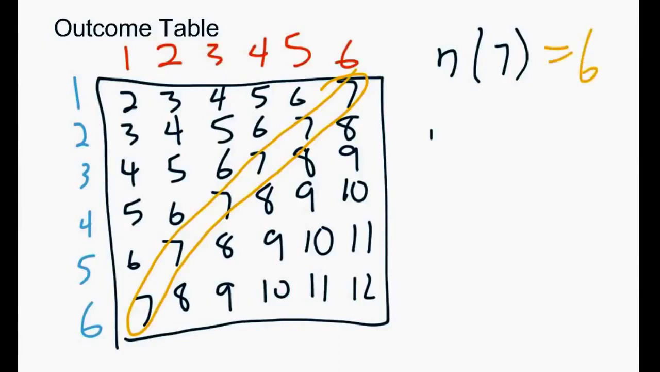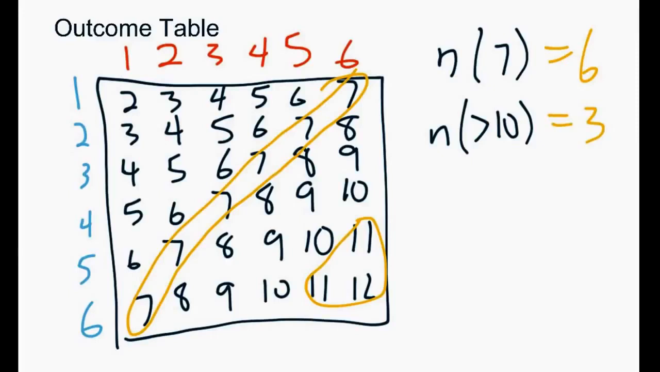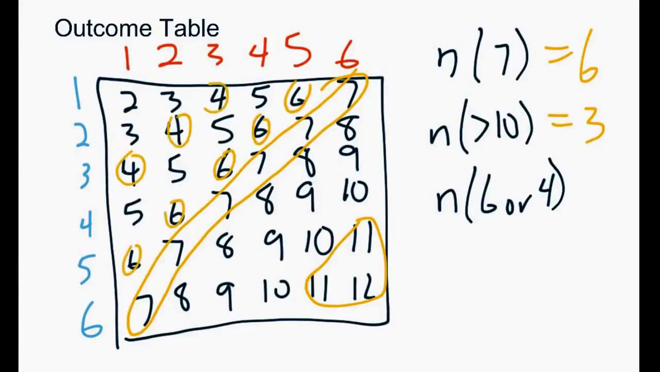Okay, if I said what's the number of rolls that are bigger than 10? In this case, which ones are bigger than 10? Well, just those 11s and 12s, so that would be 3. Okay, what's the number of ways we could roll a 6 or a 4? In this case, you'd have all your 6s. So we have 1, 2, 3, 4, 5 6s and 3 4s. Remember, or means plus, so 5 6s and 3 4s gives us 5 plus 3 is 8.